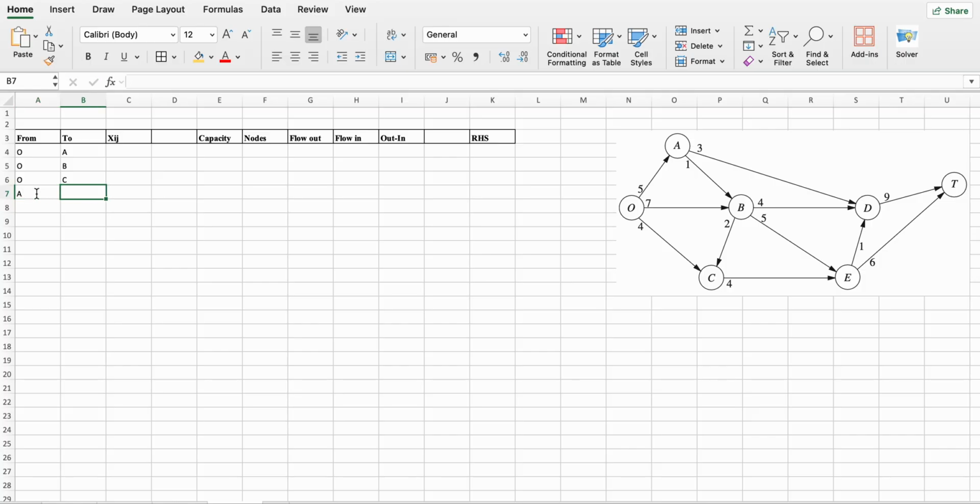A to B. There are two options from A: A to B and A to D. Okay, then B to C and B to D and B to E. Next, from C to E. Next, from D to only T. Then E to D and T. E to D. And E to T. Okay, so again there are 12 edges.